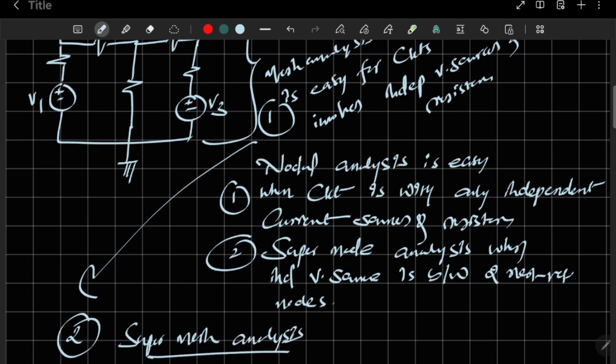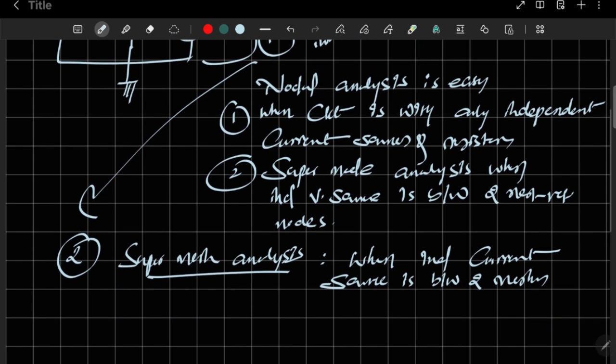Supernodal analysis we got when we have a voltage source between the two non-reference nodes. Voltage source is required to be available between the two non-reference nodes, so then we can go for super node. Super mesh means when an independent current source is between two meshes. Then we can go for super mesh analysis. That is what we are going to see now.